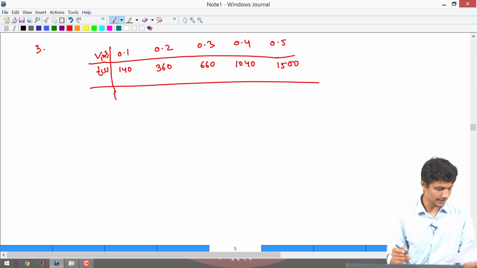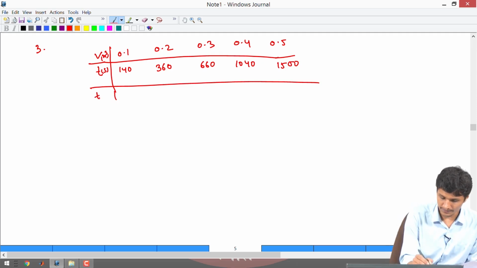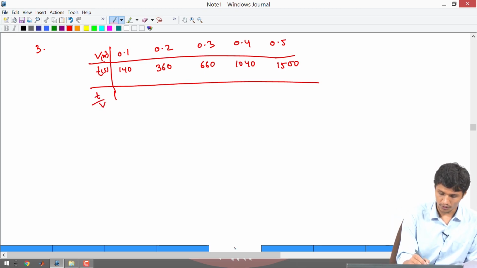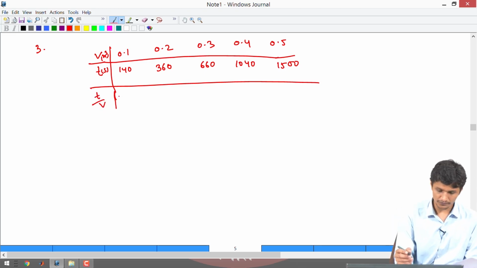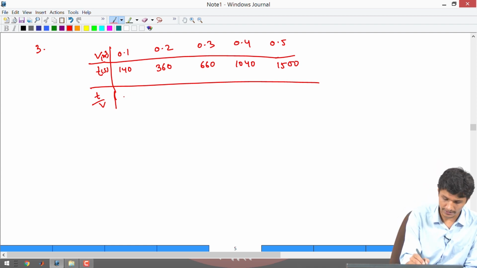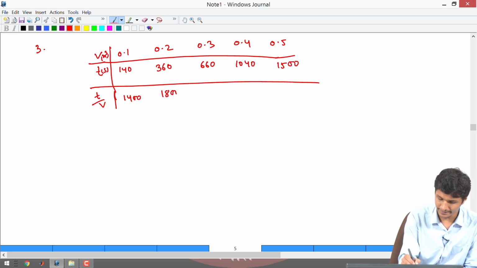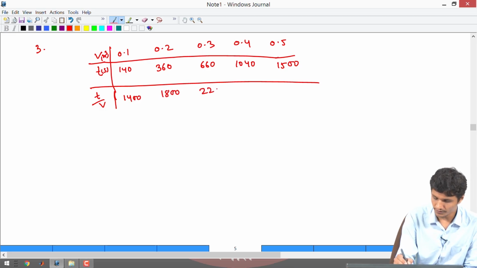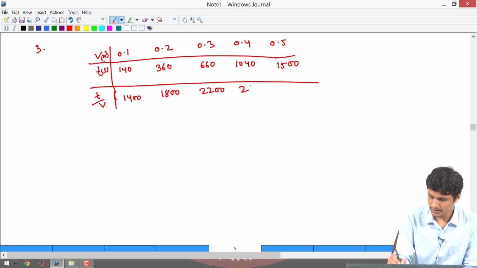For that we need the value of t by v versus v for plotting the graph. So if you just calculate t by v, you will get 1400, 1800, 2200, 2600, 3000.